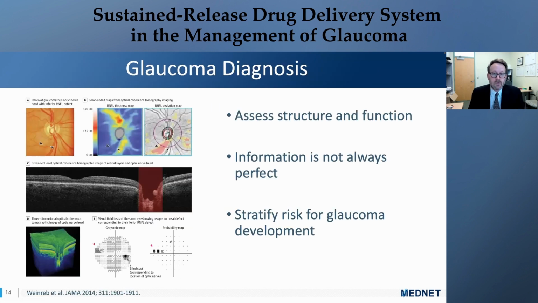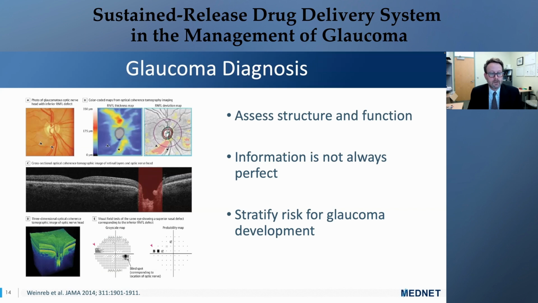So when we diagnose glaucoma, we're really assessing structure and function. We can assess structure by looking at a color picture of the optic nerve head. We have different ways to look at the optic nerve head in more detail and in more quantitative ways, such as optical coherence tomography. And then we're assessing function. Now, this is what we do in a perfect world. We can bring everything together to clinch a diagnosis of glaucoma.